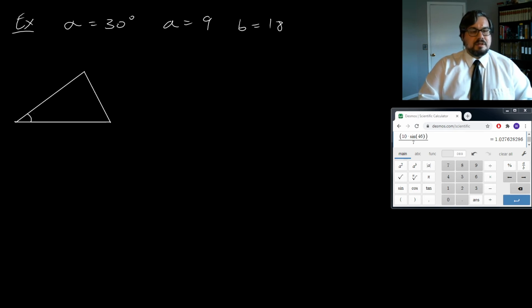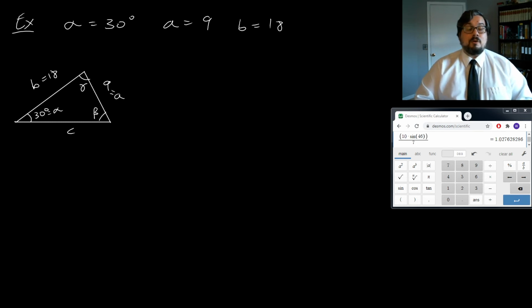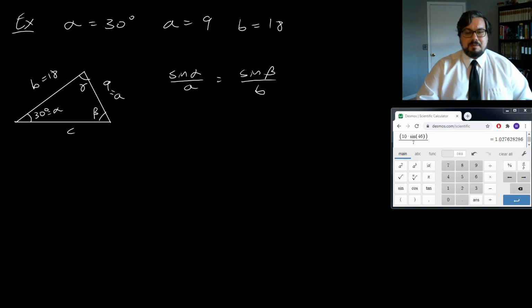And again, we don't need to sketch, but it's often a good idea to. We've got alpha, we've got A, we've got B is 18, A is 9, and then we've got beta and gamma. And just like before, there's only one quantity in here that we can access. The only quantity we have access to is beta here. So we can get that sine of alpha over A is equal to sine of beta over B.